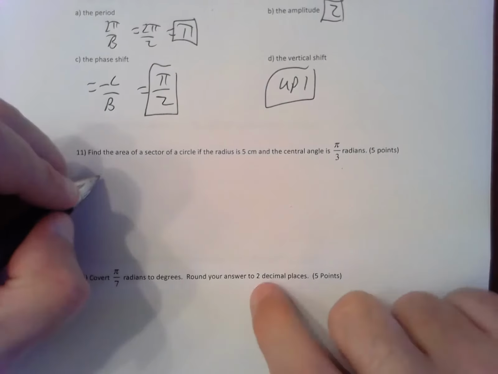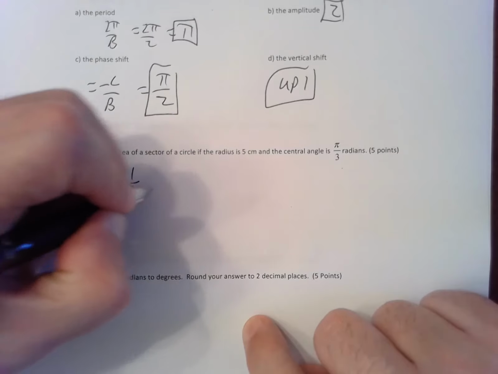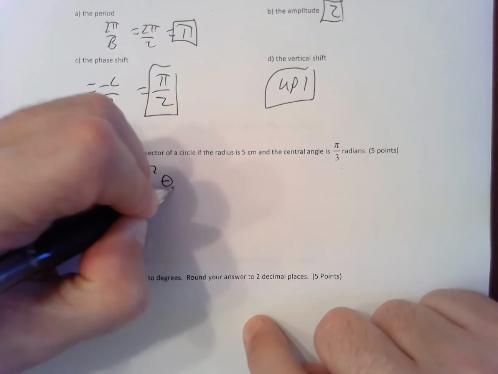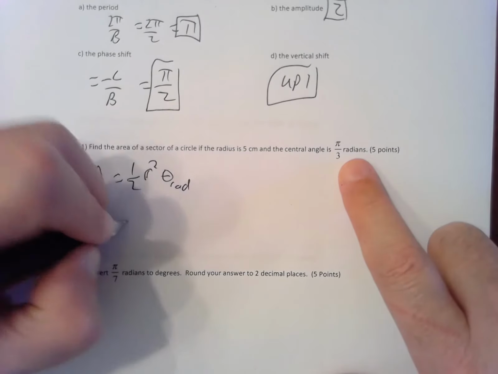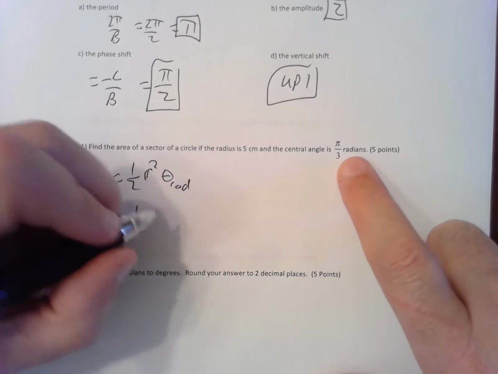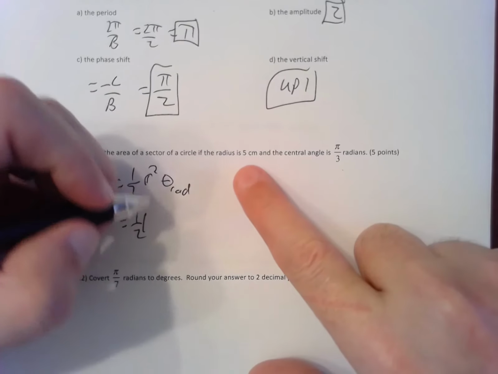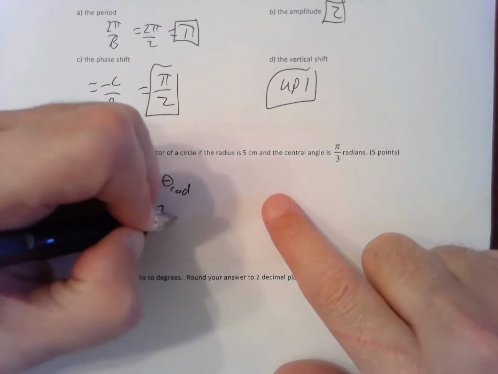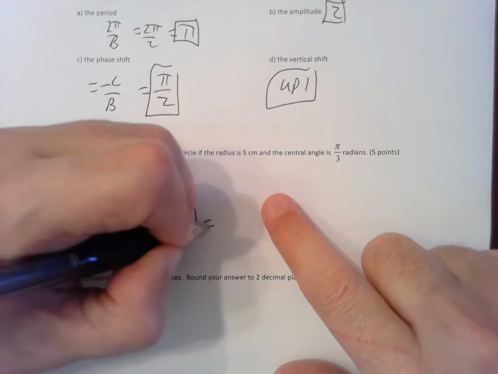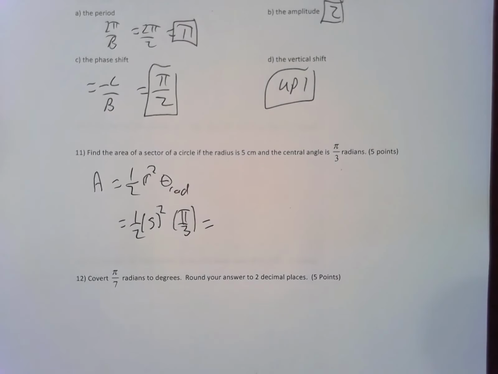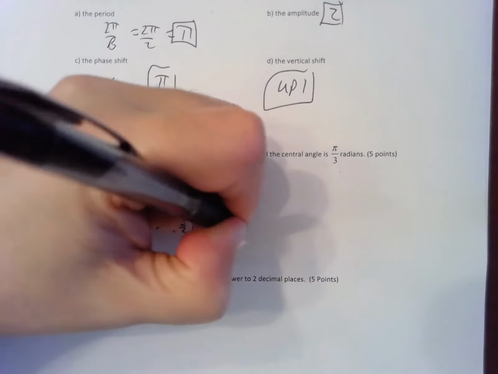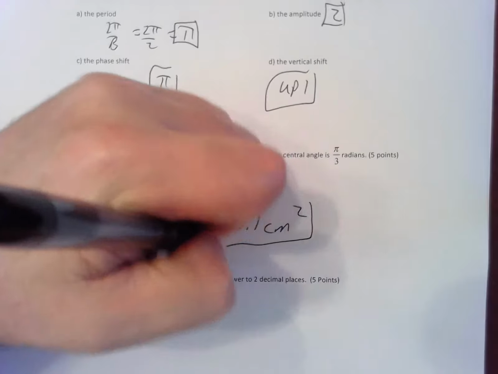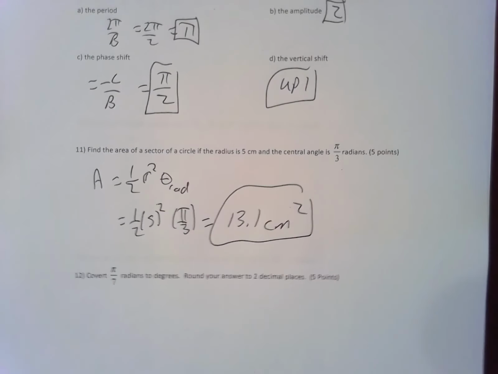Okay, area of a sector is 1/2 r squared theta if we're in radians. Only if we're in radians, but hey, we're in radians. So that's going to be 1/2 r is 5 squared times pi over 3. I'll throw that in a calculator. And I got about 13.1 square centimeters. Area is always measured in square units.